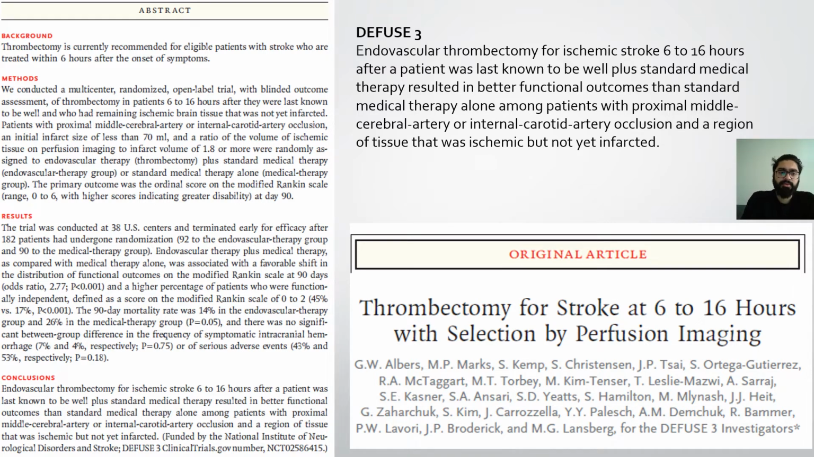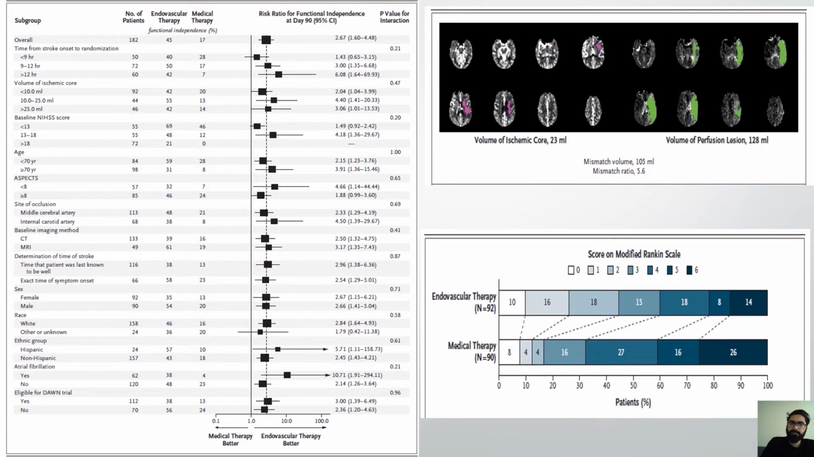45% had a better outcome versus 17% who did not get the endovascular thrombectomy. The 90-day mortality rate was 14% in the endovascular therapy group and 26% in the medical therapy group. So both these values were statistically significant as well.